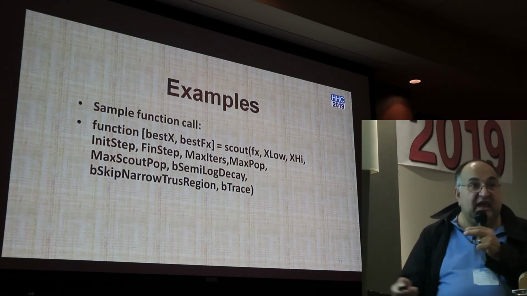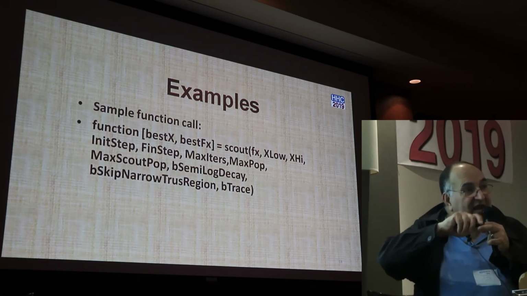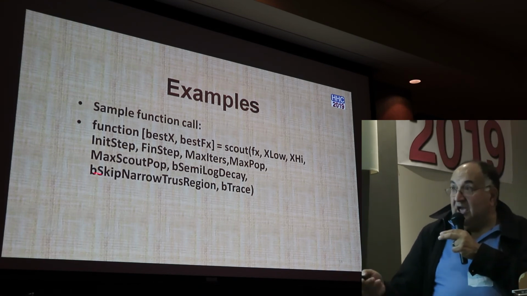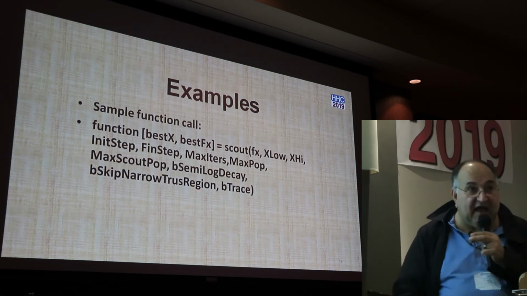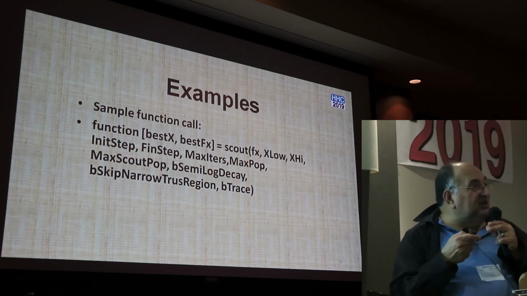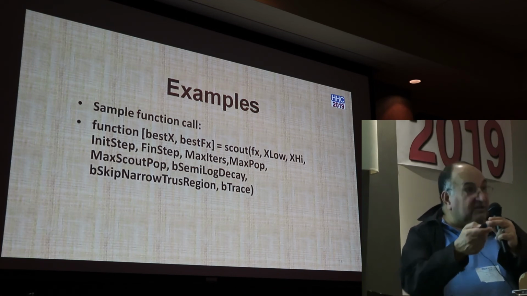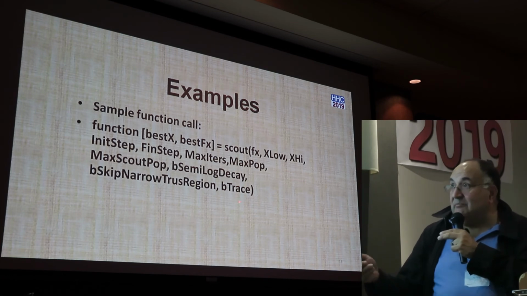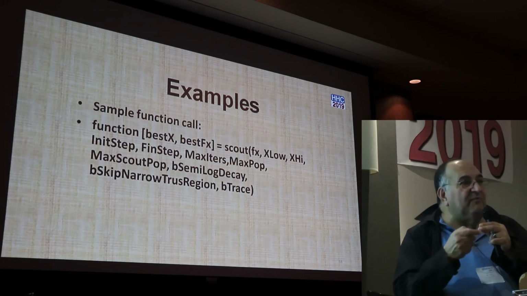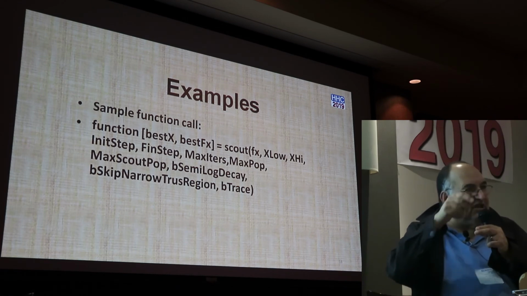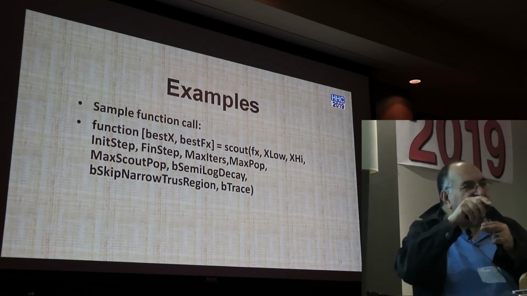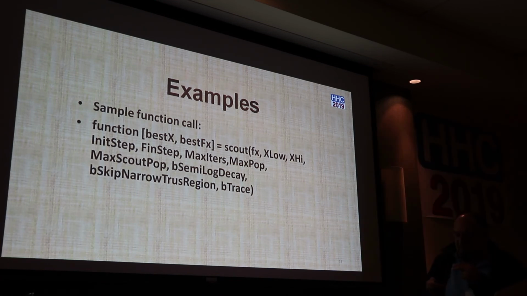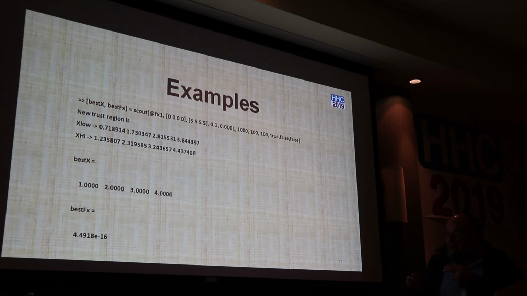And then b semilog decay is a flag that says how I reduce the step size, either in semilog or log-log fashion. B skip narrow trust region is a flag that says whether I want to stick with the trust region I supplied or indeed narrow it down, to save time and effort. And then b trace is a flag if I'm curious as to what is happening and I want to see intermediate results at like 10% of the progress, not every single step. That would be too much. And here's an example.